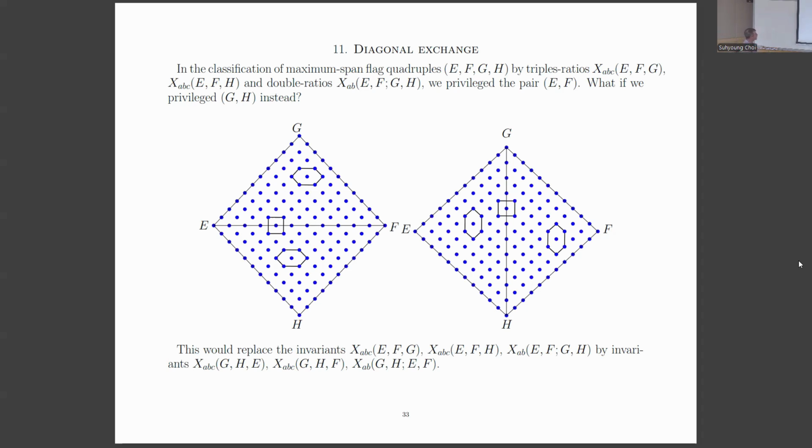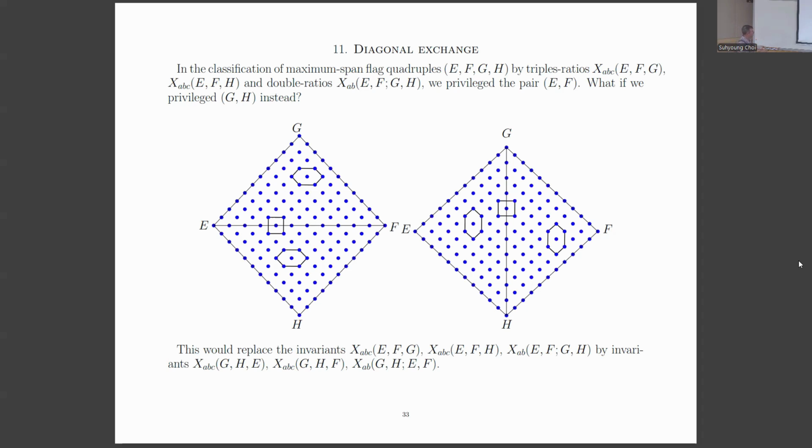So flag quadruples, which are classified by the triple ratio. If a flag quadruple E, F, G, H, you take the triple ratios of E, F, G, and E, F, H, and then we have this new invariant of E, F, G, H, which was the double ratio. I think I should have had this picture last time to explain the difference. I didn't spend much time explaining what this double ratio was.